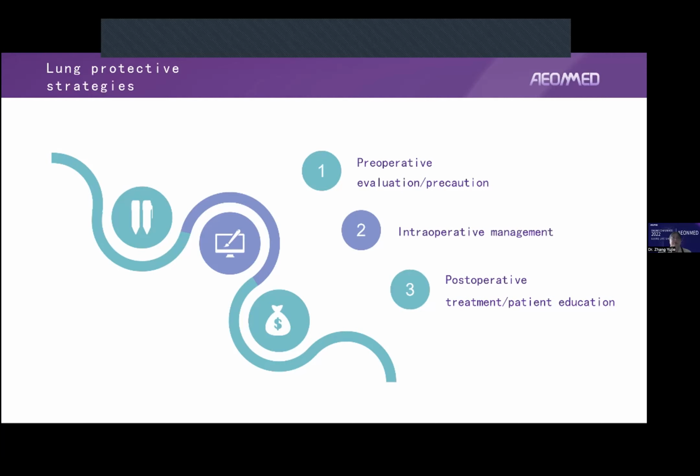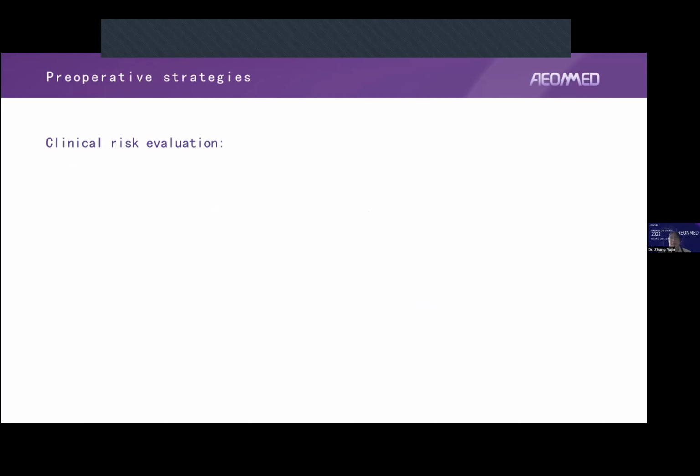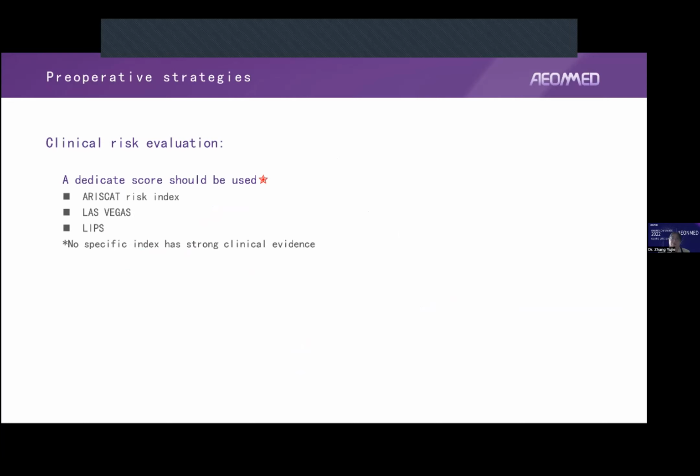Okay. As we mentioned, the main task before operation is to evaluate the risk, and clinical risk factors are essential among them. The recommendation suggested using a risk score, but since no score system had strong clinical evidence to support it, no specific index was nominated in that paper. I listed these 3 indexes from other studies, and among them, the Assess Respiratory Risk in Surgical Patients in Catalonia.